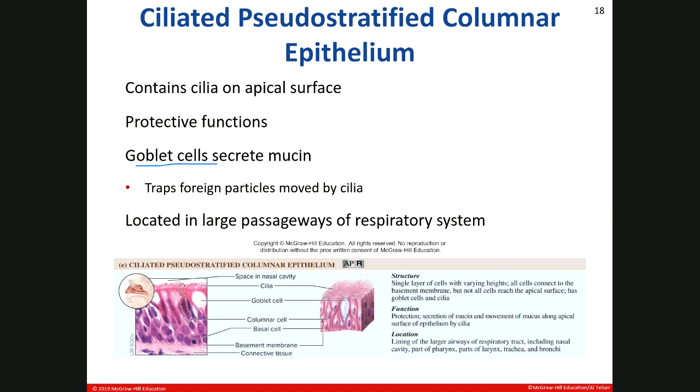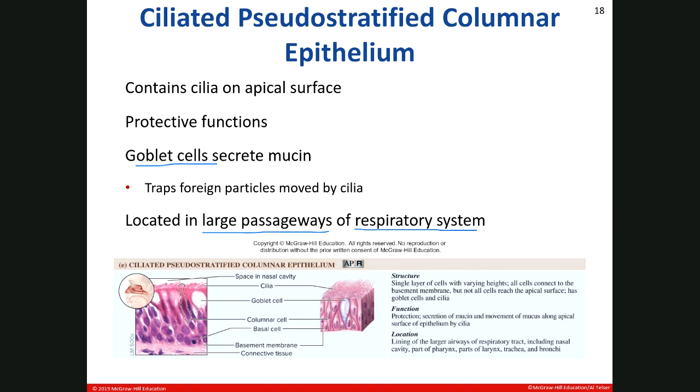All right. So in addition to the ciliated simple columnar, we're also going to see this type of epithelium in the respiratory system. But it's going to be in the larger passageways. So what are those? Your nasal cavity, parts of your pharynx, which is your throat, okay? So you're going to see it in the larger areas, whereas the ciliated simple columnar was in the bronchioles. That's the very small passageways of your respiratory system, okay?